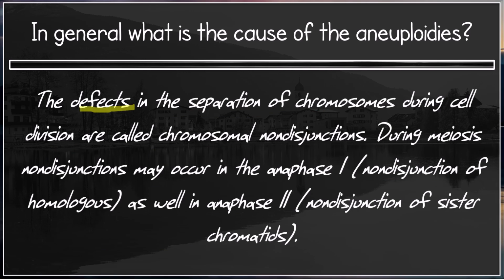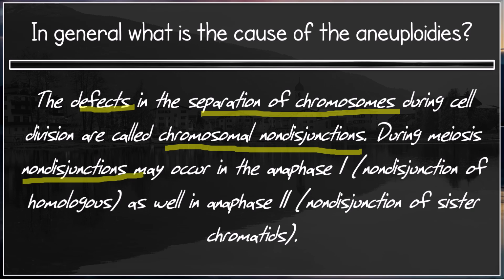The defects in the separation of chromosomes during cell division are called chromosome non-disjunctions. During meiosis, non-disjunctions may occur in anaphase 1, non-disjunction of homologous chromosomes, as well as in anaphase 2, which is a non-disjunction of the sister chromatids.